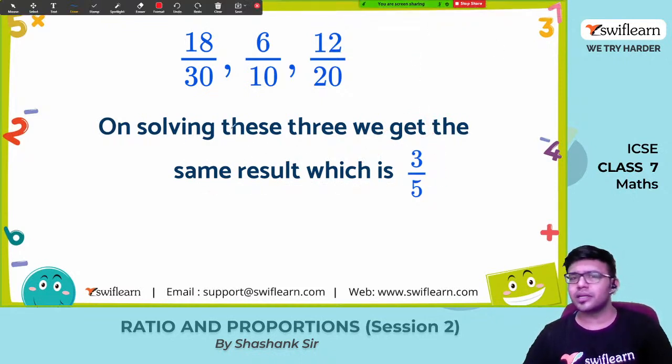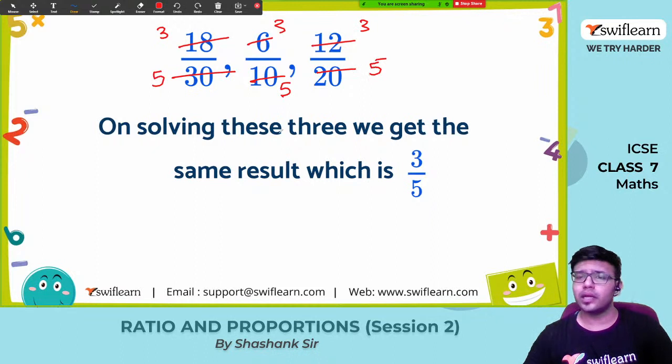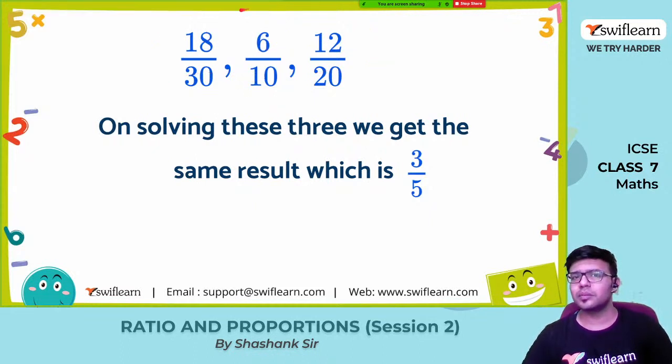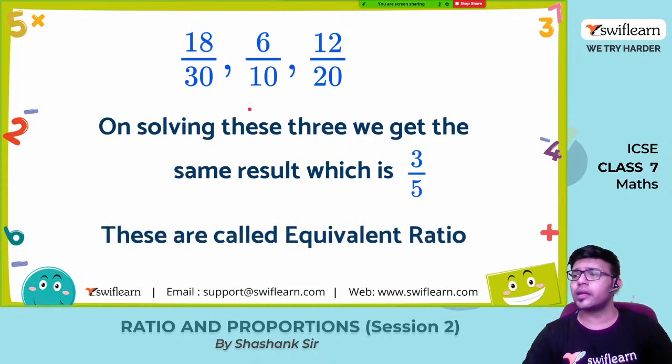क्या है इसका मतलब? Let us solve this. Let us simplify this. 2 3 ja 6, 2 5 ja 10, and 4 से नहीं होगा, 6 से होगा. 6 3 ja 18, 6 5 ja 30, 6 से नहीं होगा, 4 3 जा 12, 4 5 जा 20. When we simplify, we got 3 by 5, right? So this is the similarity. So these ratios can be said to be equivalent ratios.